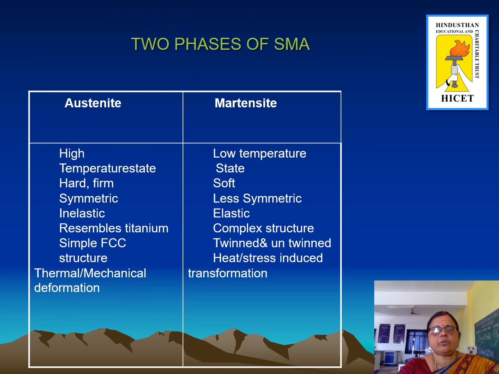There are two phases of SMAs. One is the austenite, the other is the martensite phase. Austenite is a high temperature, hard, firm, symmetric and inelastic state, whereas martensite is a low temperature state and it's soft, less symmetric and elastic. Austenite has a simple FCC structure, whereas martensite has a complex structure with twinned and untwinned forms. In austenite, thermal and mechanical deformation is large, and in martensite, heat or stress induced transformation is large.